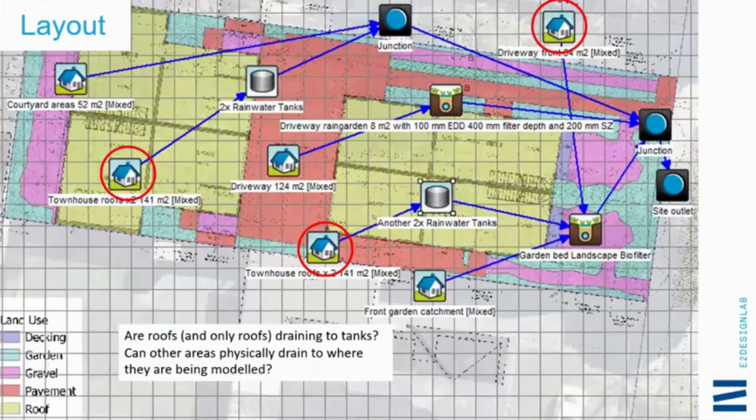Here's an example layout. This is a MUSIC model for a townhouse development. So some really simple checks for the planner. We've got townhouse roofs clearly identified here. Where are they draining? They're going to the rainwater tanks. That's what we expect to see.